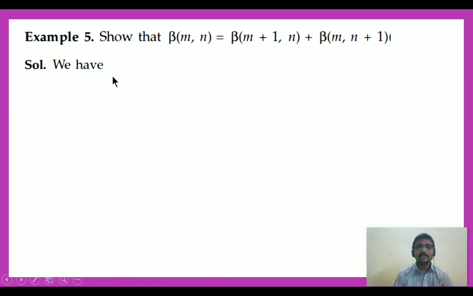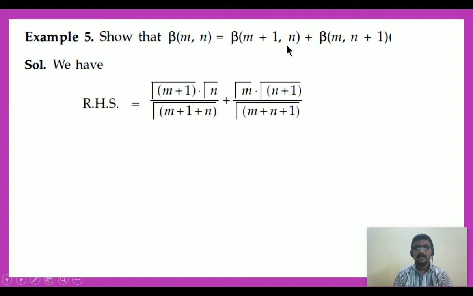Another example: show that beta of m, n is beta of m plus 1 comma n plus beta of m comma n plus 1. So we just take the right hand side. What is the right hand side? Beta of m plus 1 comma n plus beta of m comma n plus 1. But beta of m plus 1 comma n is gamma of m plus 1 into gamma of n upon gamma of m plus 1 plus n.